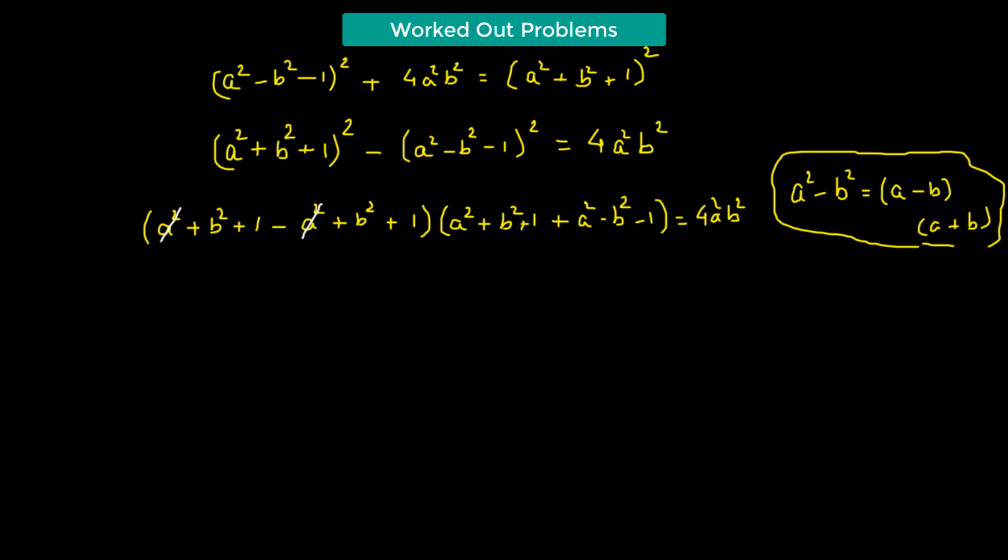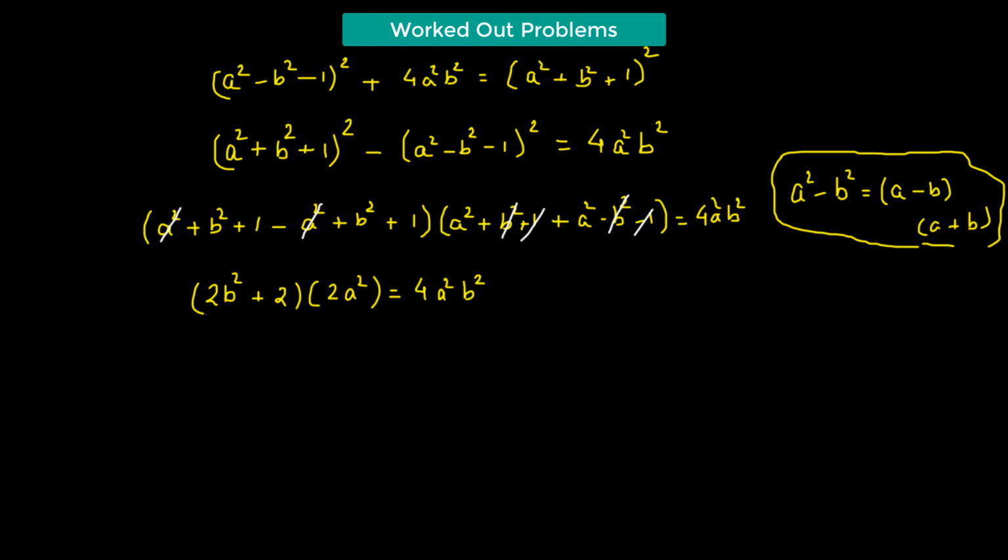A squared and negative a squared cancel out, and we have b squared, negative b squared, positive 1 and negative 1 cancel out. So that leaves us with 2b squared plus 2 multiplied by 2a squared equals 4a squared b squared.